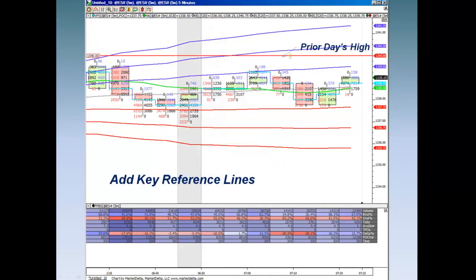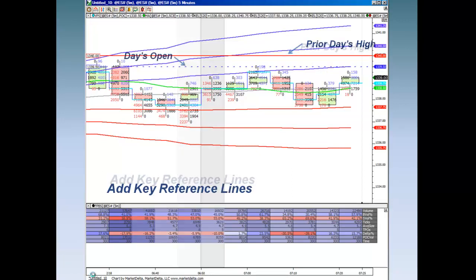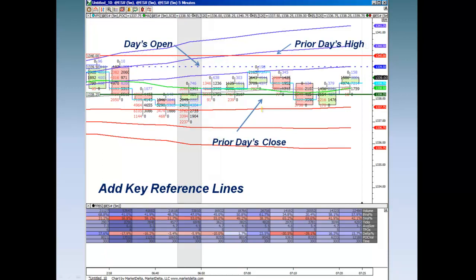the first key reference line we're going to have is the prior day's high, because look at how close it is to where we are. So we're going to put the prior day's high up here. The next key reference line is, of course, the day's open, when we opened. And we also want to add the prior day's close. Notice how all three of these lines are very close to where our price action is.